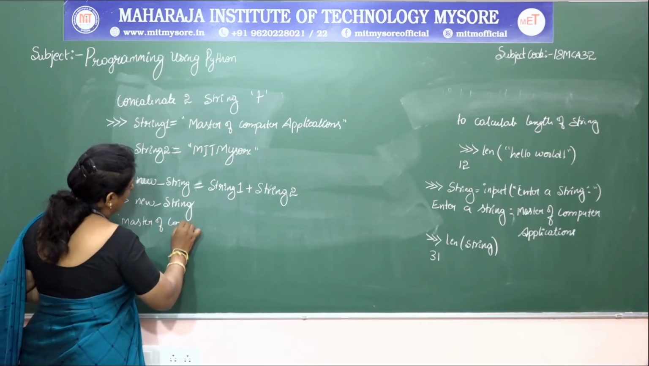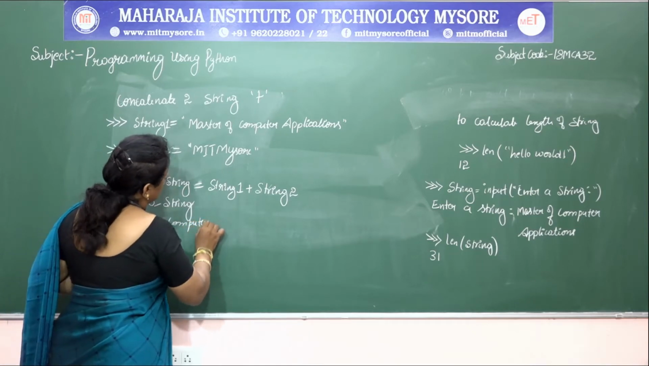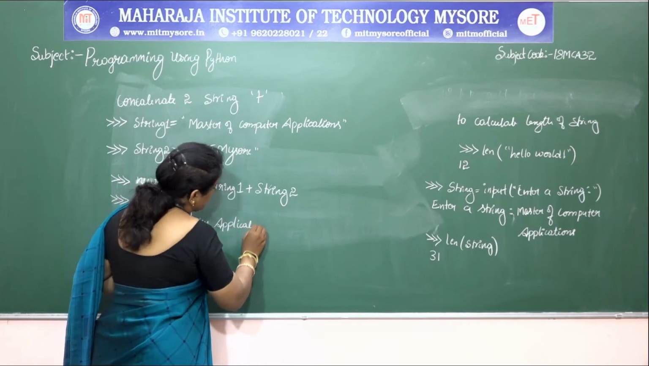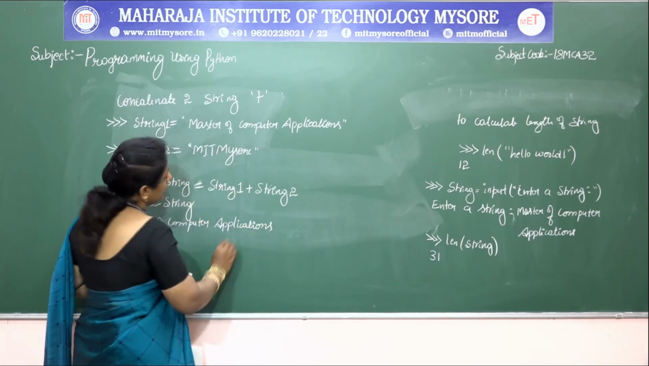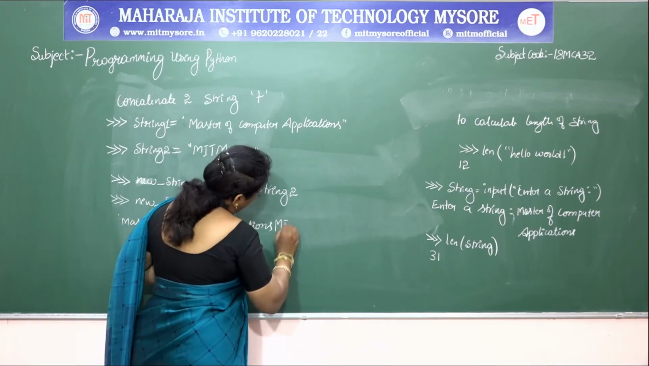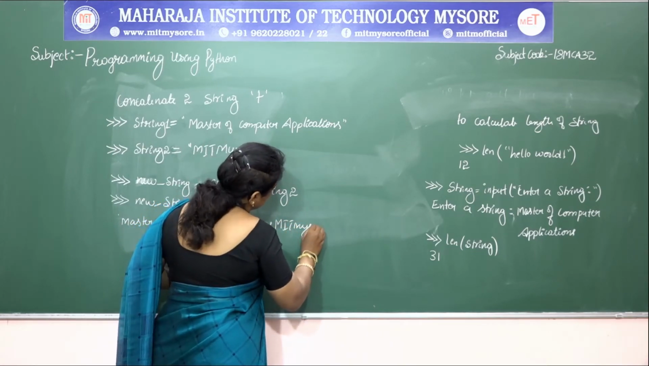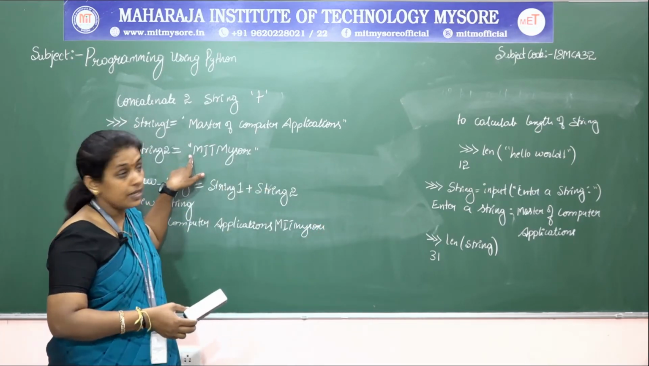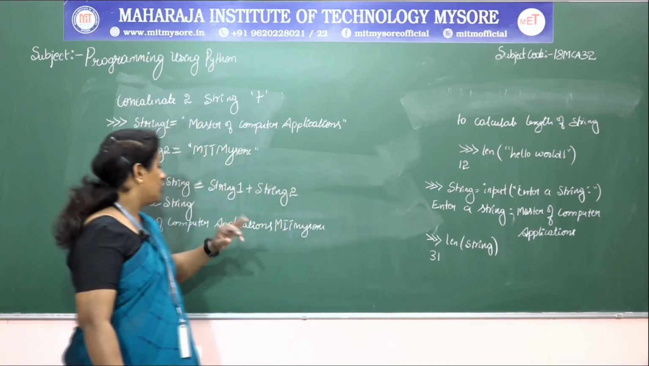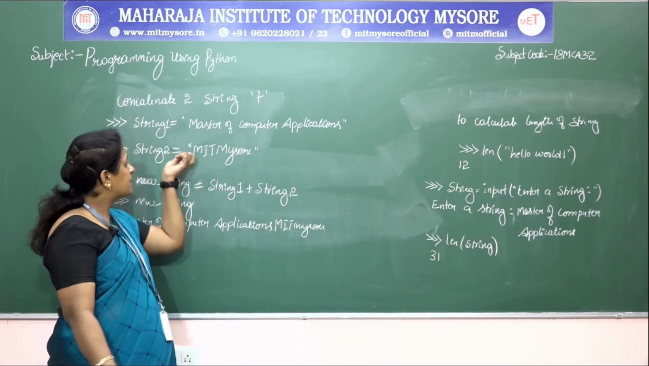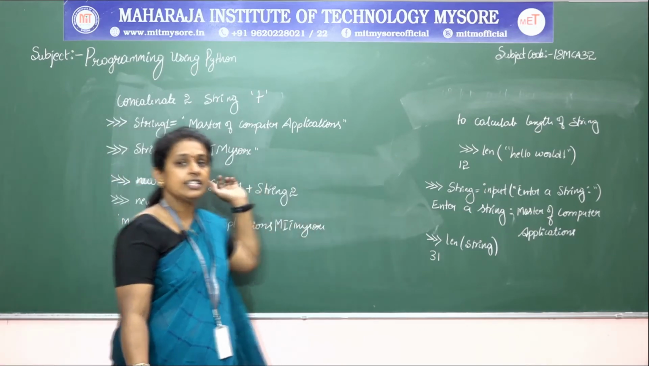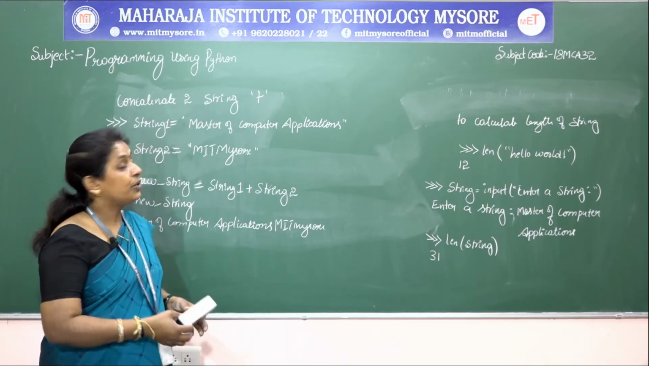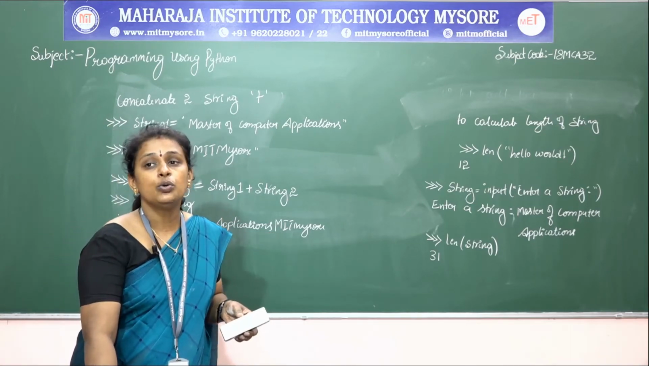master of computer applications MIT Mysore. We need to observe one thing here. I have not specified any space here, and here also I have not specified any space, so it gets merged. If we specify spaces at the end or the start, then it will take a space. This is how we perform concatenation of two strings.